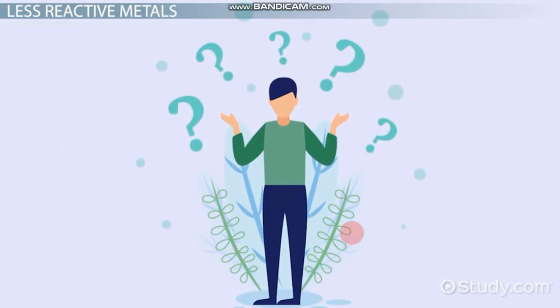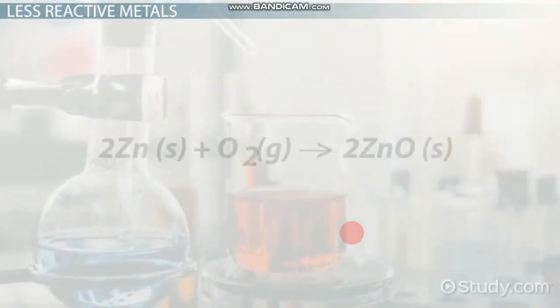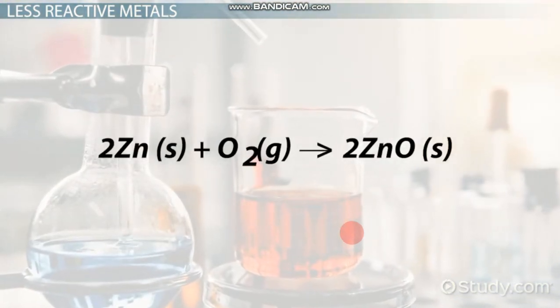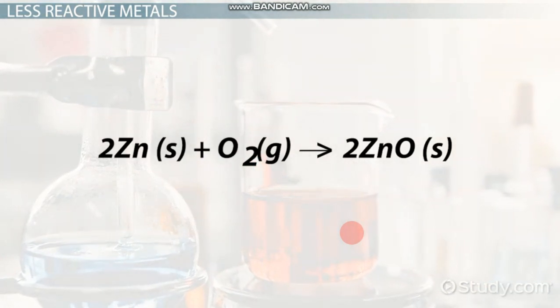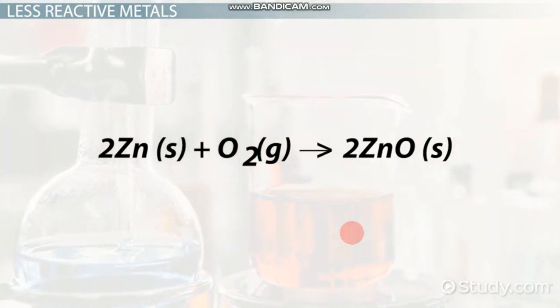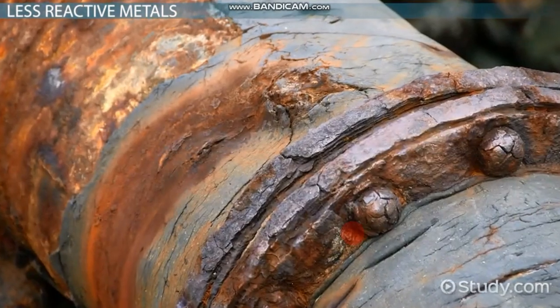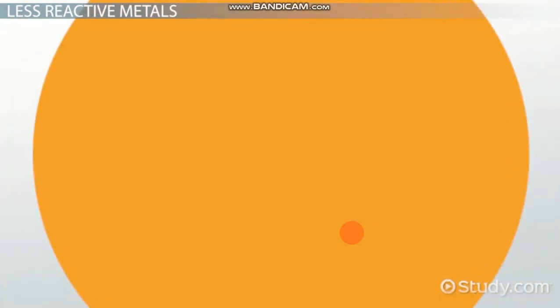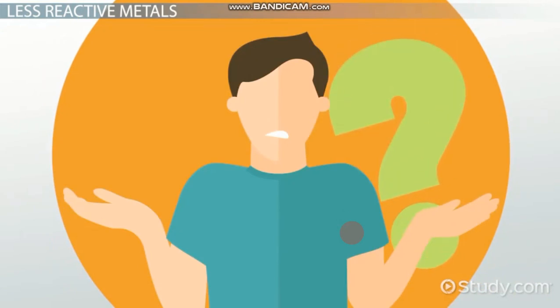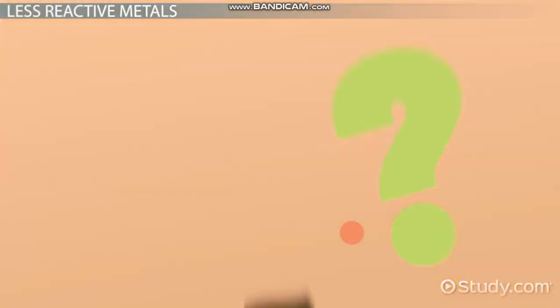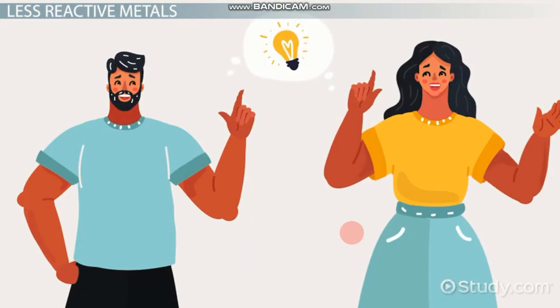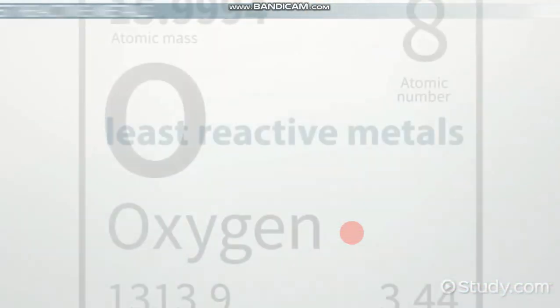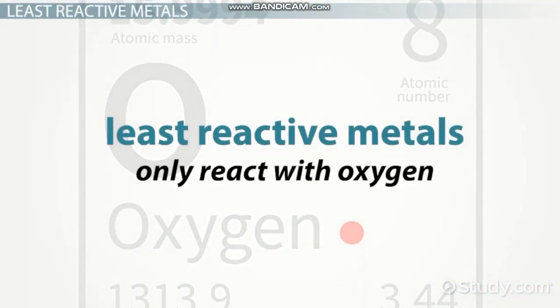Does zinc react with oxygen? Let's see. Zinc reacts with oxygen through the transfer of electrons from the zinc atoms to the oxygen atoms. The reaction is... Evidence this reaction has occurred is through the change in the appearance of the substance, which is known as corrosion. Let's now investigate the least reactive types of metal and how they react with dilute acids, water, and oxygen. Least reactive metals only react with oxygen.